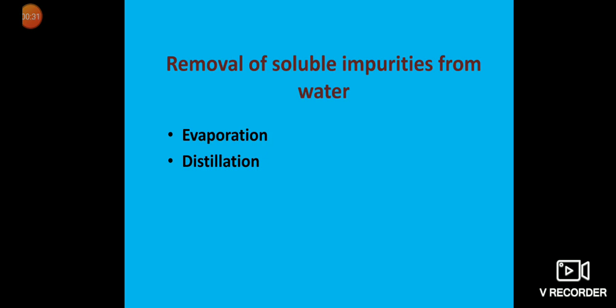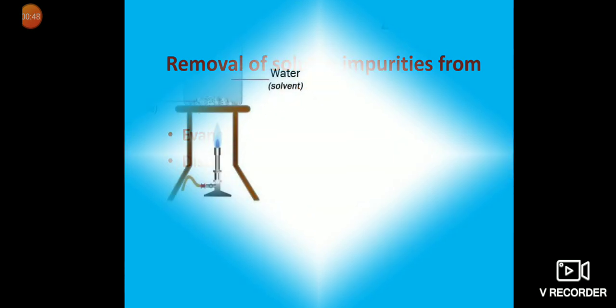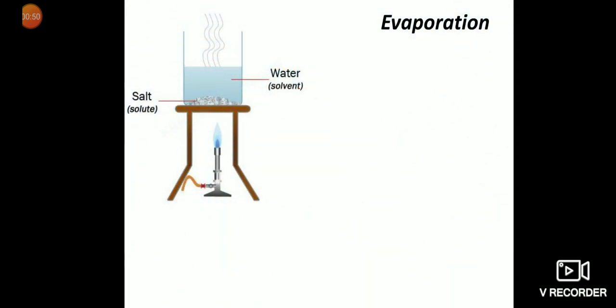Now evaporation, all of you know, is the process of changing water to water vapor, that is from liquid to gaseous state. So this process is followed to separate soluble impurities like salt and sugar. Let us see what evaporation is.